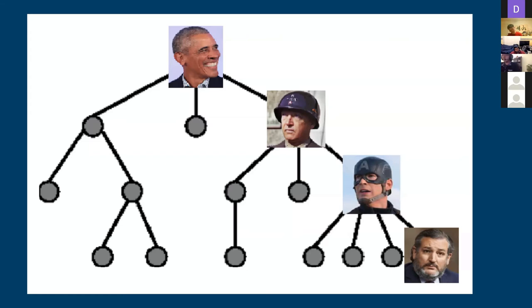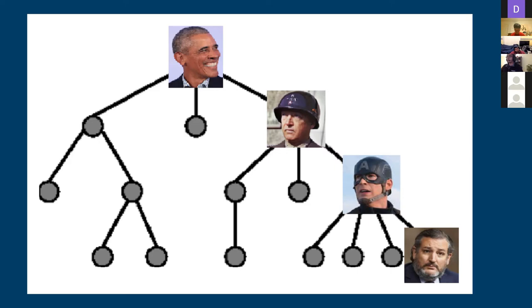And the highest level authority, in this case, President Obama, you're looking for someone in the army, Private Ted Cruz. You ask Obama, do you know where Private Ted Cruz is? And Obama is not going to know Ted Cruz's home address, but he will tell you that General Patton, or some general in the army, might know. So he routes you to General Patton.